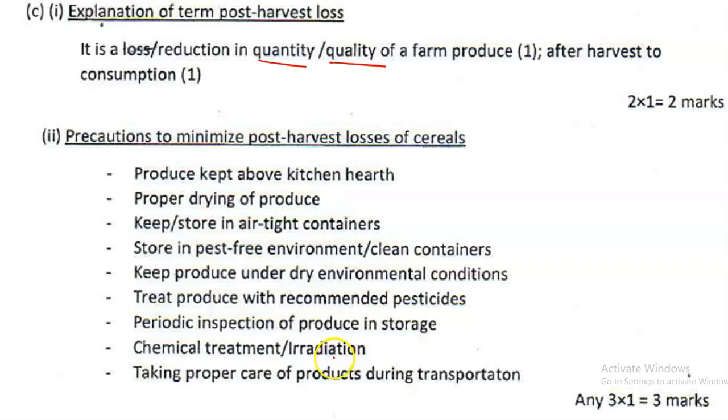Chemical treatment or irradiation. Now, taking proper care of products during transportation. That's very important. After harvest, how you transport the product to the destination to where you are going to store it is very important. Any 3 of these will give you 3 marks.